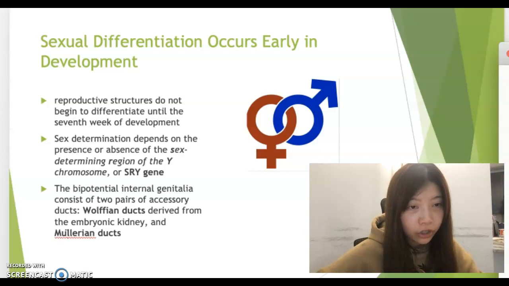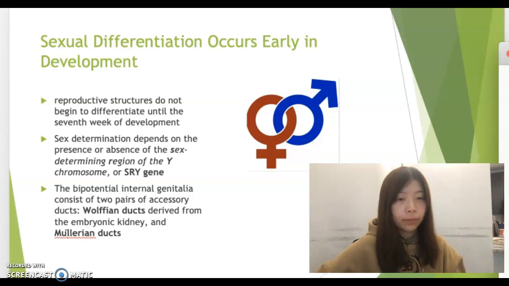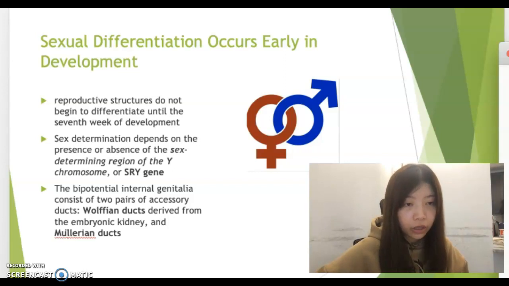Sex differentiation depends on the presence or absence of the sex-determining region of the Y chromosome, or SRY gene, as shown here. In the presence of a functional SRY gene, the bipotential gonads develop into testes. In the absence of the SRY gene, which we will discuss in detail later, and under the direction of multiple female-specific genes, the gonads develop into ovaries.